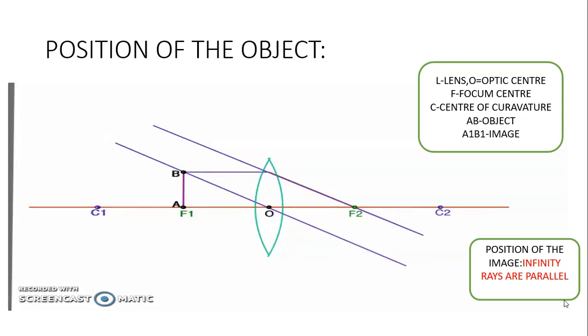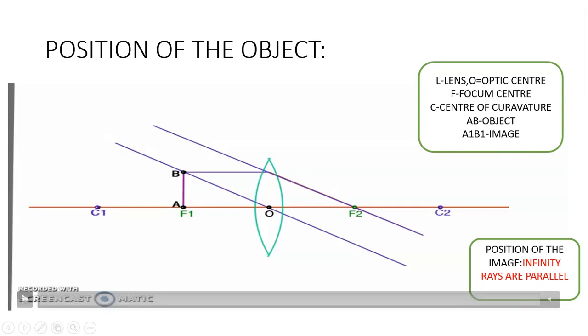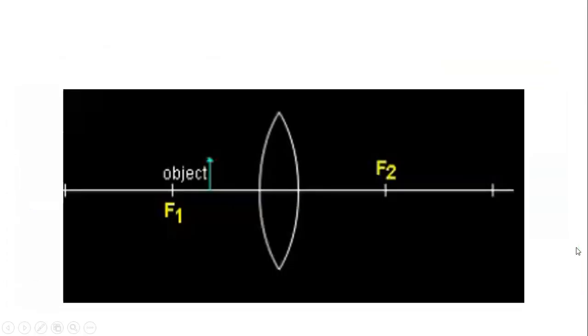You know that they never cut, they are parallel. So we say that the image is formed at infinite distance. Okay.